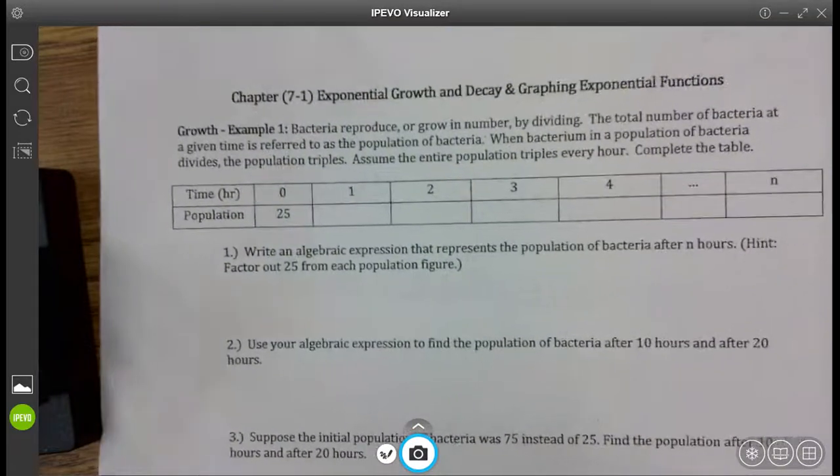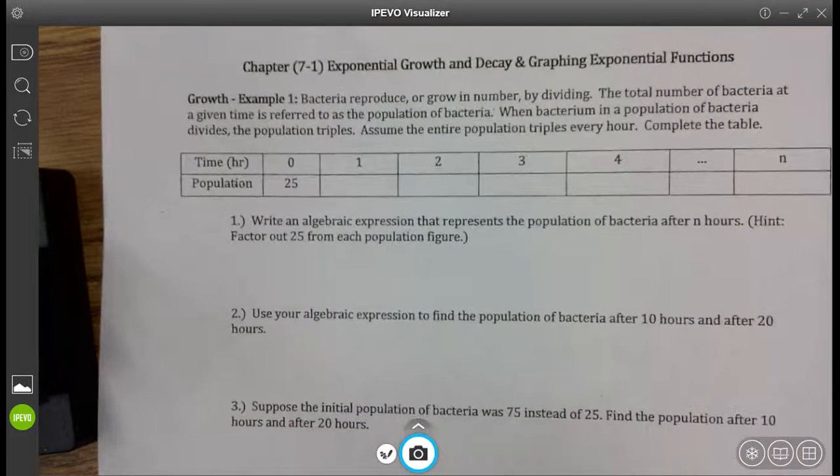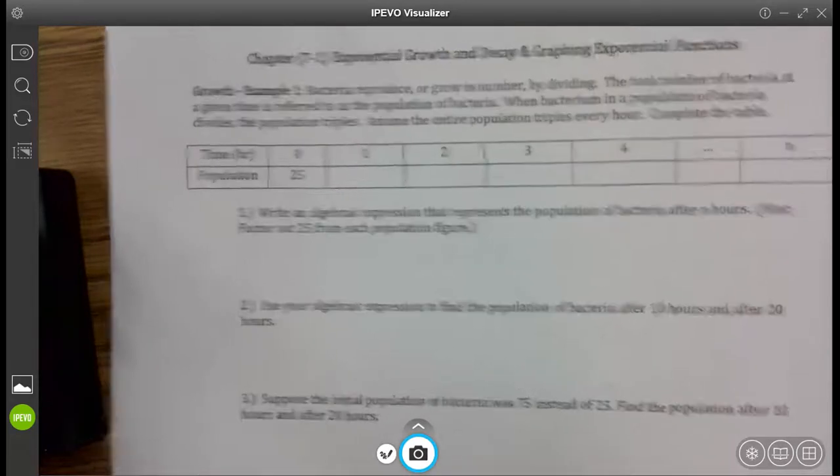We are in chapter 7, which is exponential growth and decay. This unit is all about growing exponentially or decreasing or decaying, and the inverse function of those as well, called logarithms. So we'll start with example 1.